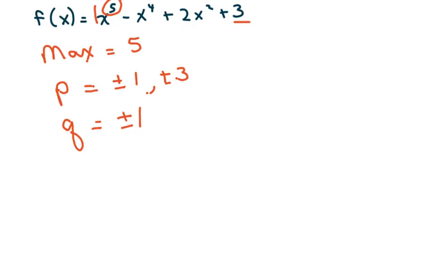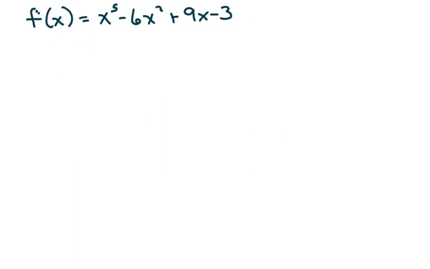So your P over Q is going to equal plus or minus 1, 3. That means it's both 1 and 3. You're just dividing this up. Okay, so it's pretty easy. The next one we have is here. My maximum number of possible rational zeros or real zeros is 5.